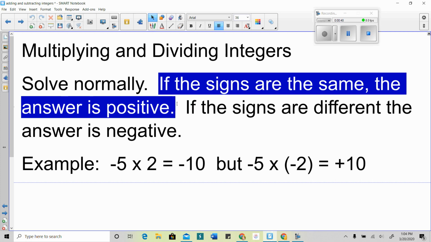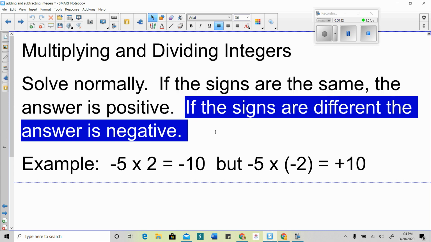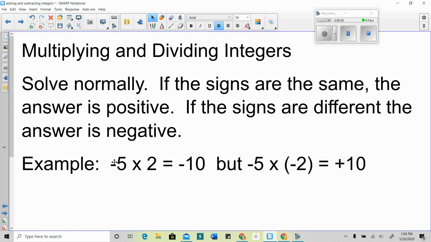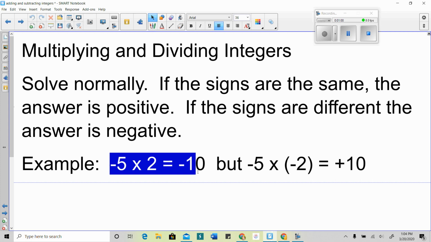Same thing today. If the two signs on your numbers are the same, meaning they are both negative or they are both positive, then your answer is going to be positive. But if the signs are different, meaning one is a negative and one is a positive, the answer will be a negative. For example, looking down here, I've got negative 5 times 2. That would be a positive 2 since it has no sign. So negative 5 times 2 is negative 10.